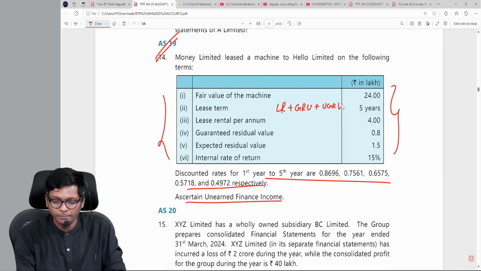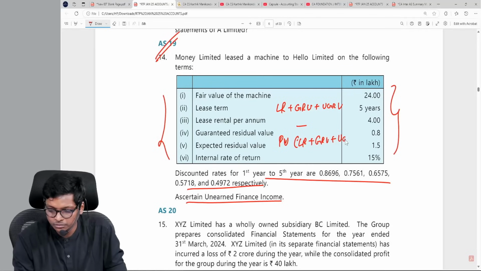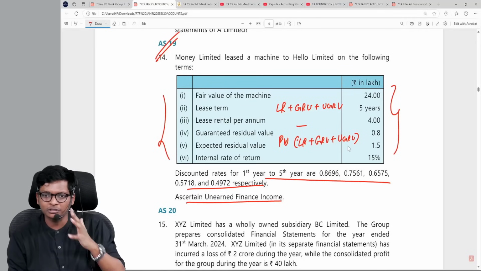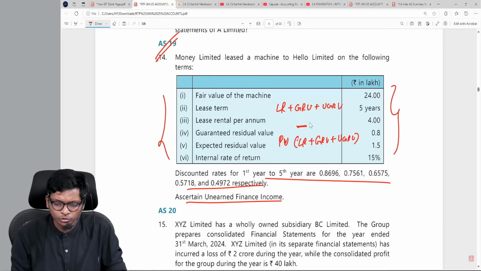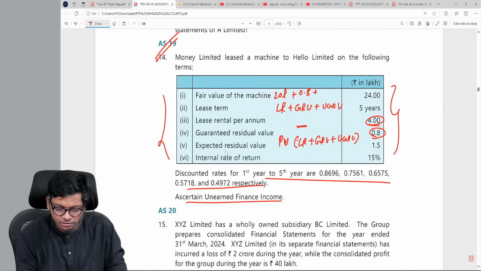UGRV minus present value of lease rental plus GRV plus UGRV. All this will come. This only is gross investment in lease. Okay. So what is the gross in lease rental is how much, guys? Totally 4 lakhs into 5, 20 lakhs plus GRV is given at 0.8 plus UGRV is how much?